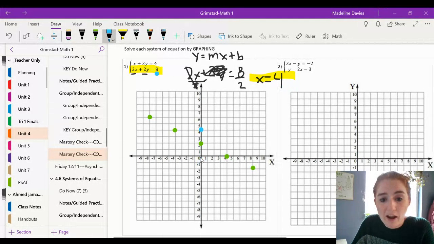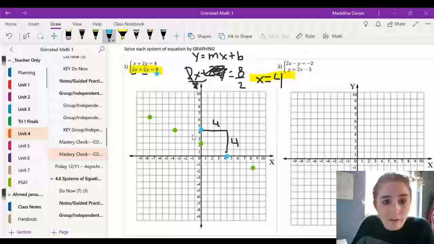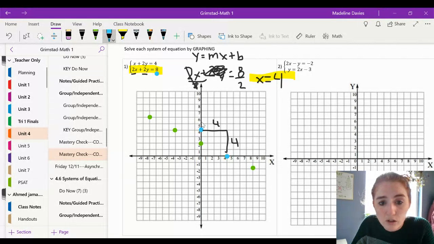Go back to my graph, go to 4 on the x-axis. I see that they are overlapping there. And now I can do the same thing, right? Got to check and see. Okay, I've got 1, 2, 3, 4, and 1, 2, 3, 4. So to graph the rest of this, I go up 4, 1, 2, 3, 4, and over 4. 1, 2, 3, 4. I can't go the rest, so I'll go down. 1, 2, 3, 4. 1, 2, 3, 4. Okay.